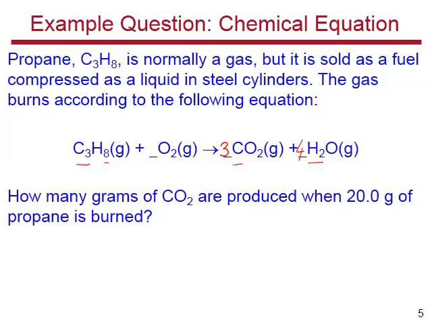Now let's look at the oxygen. Now there are 2 moles of oxygen on the reactant side, whereas on the product side, there are 10 moles of oxygen. So in order to balance the chemical equation, you need to add a stoichiometric coefficient of 5 in front of oxygen. So now we have a balanced chemical equation. Now let's proceed to the next few steps.